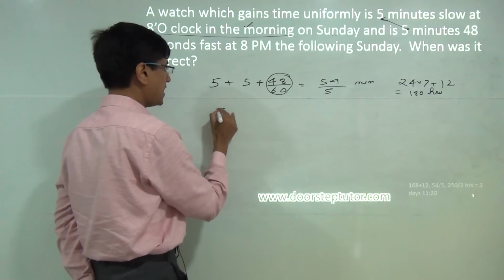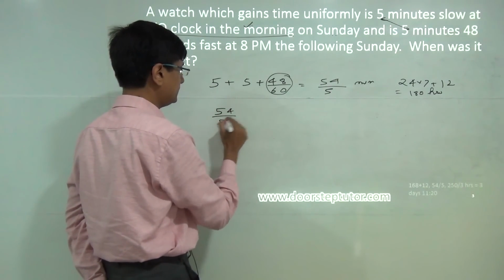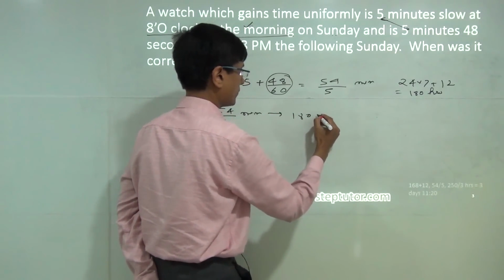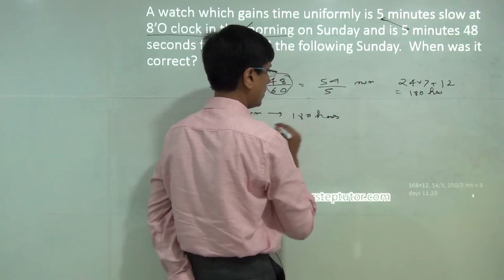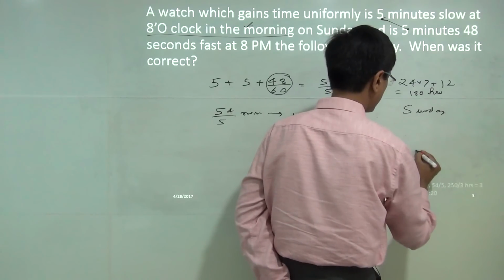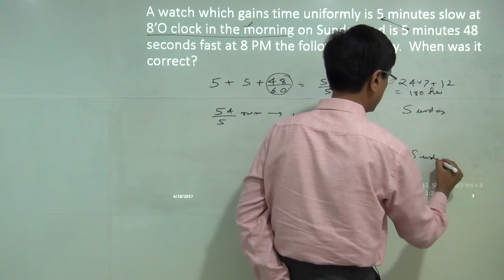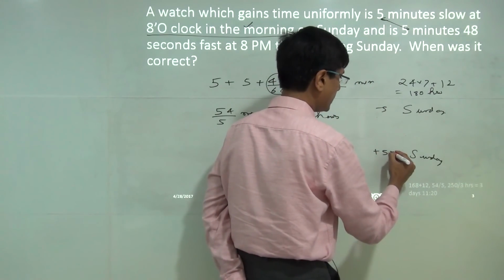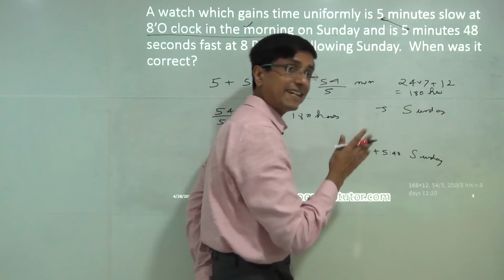Now what are we being asked? We are being asked that from this Sunday to the subsequent Sunday, here we were 5 minutes behind and here we were plus 5 minutes 48 seconds ahead.